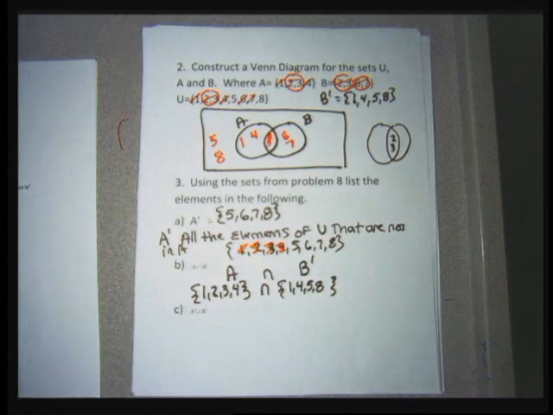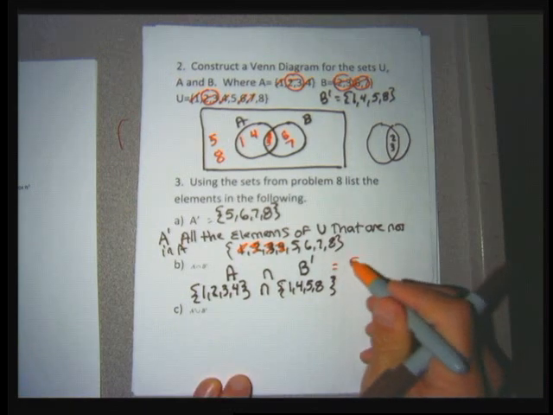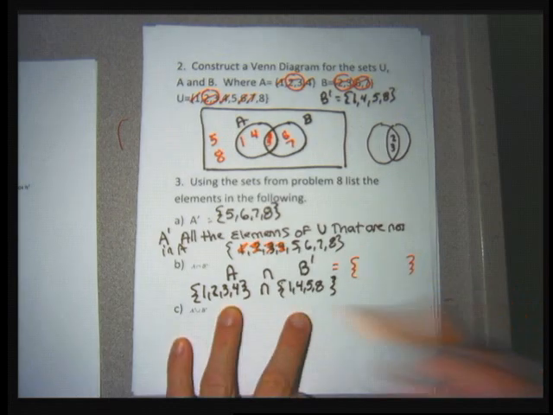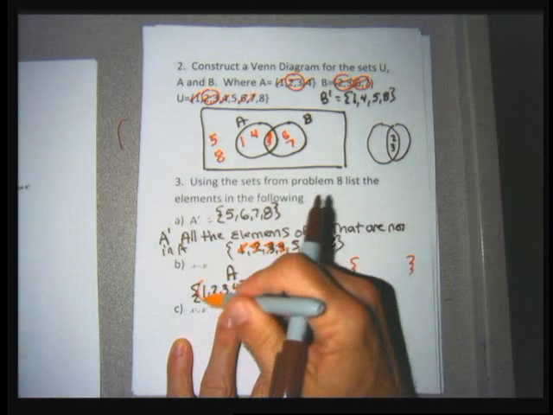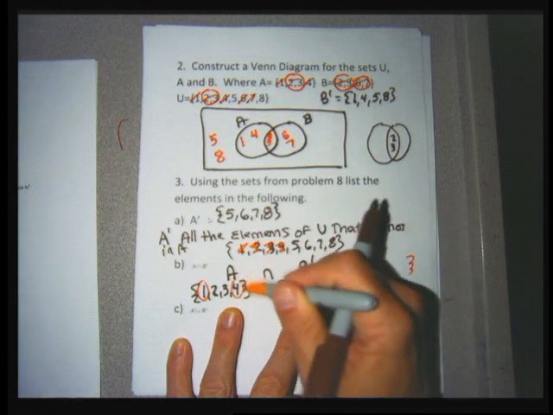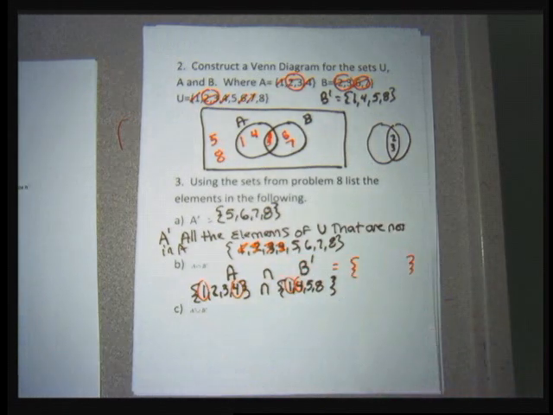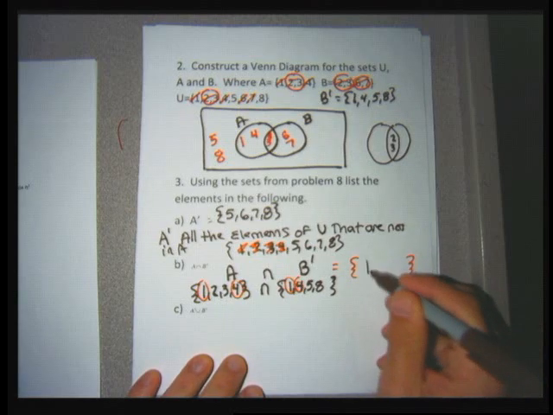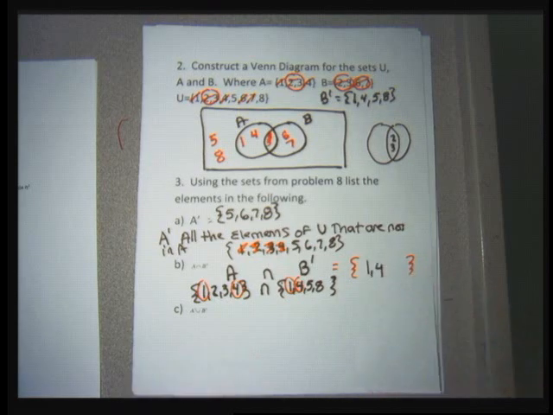And when I intersect 2 sets, I write what they have in common. So the answer to part B is going to be whatever these 2 sets have in common. Both the sets have a 1. Both the sets have a 4. And that's the only thing they have in common. So I'm going to say A intersection B prime just contains the numbers 1 and 4.